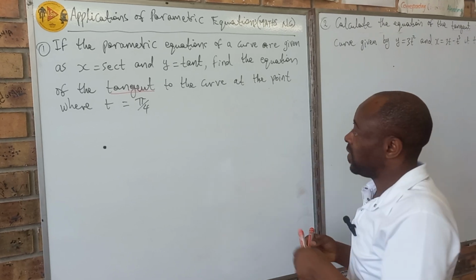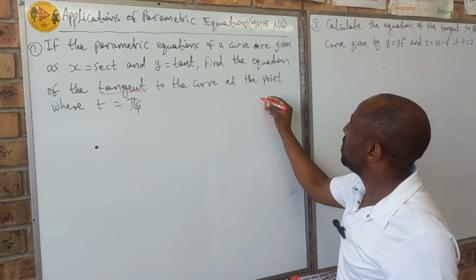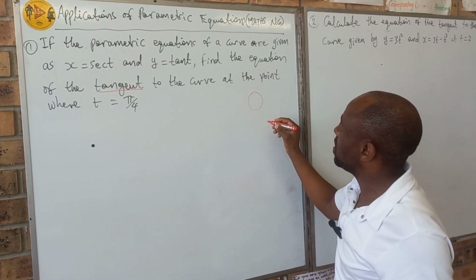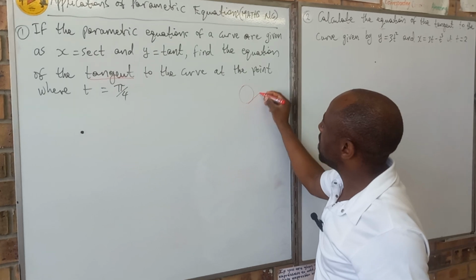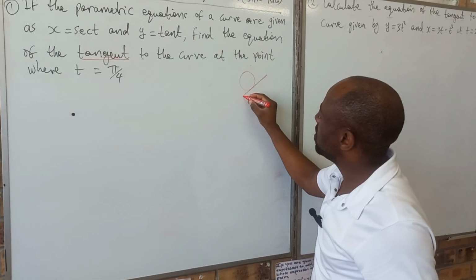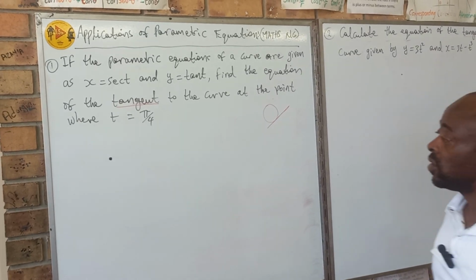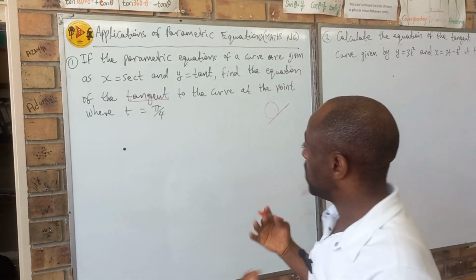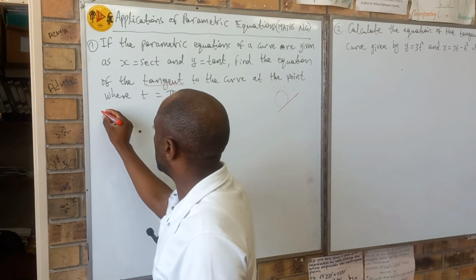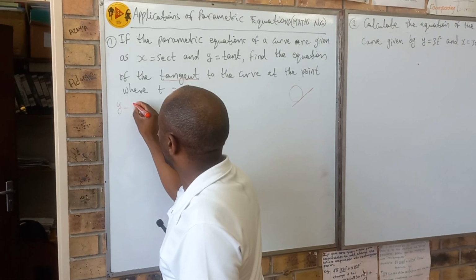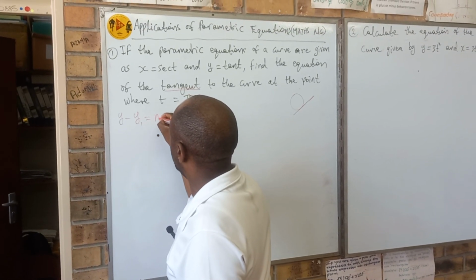Just for you to have an idea of what a tangent is, if I have a curve, it might even be a circle, any straight line that touches that curve is called a tangent. So in short, if you are told to get the equation of the tangent to a curve, what should come to your mind is that you are simply calculating the equation of a straight line.